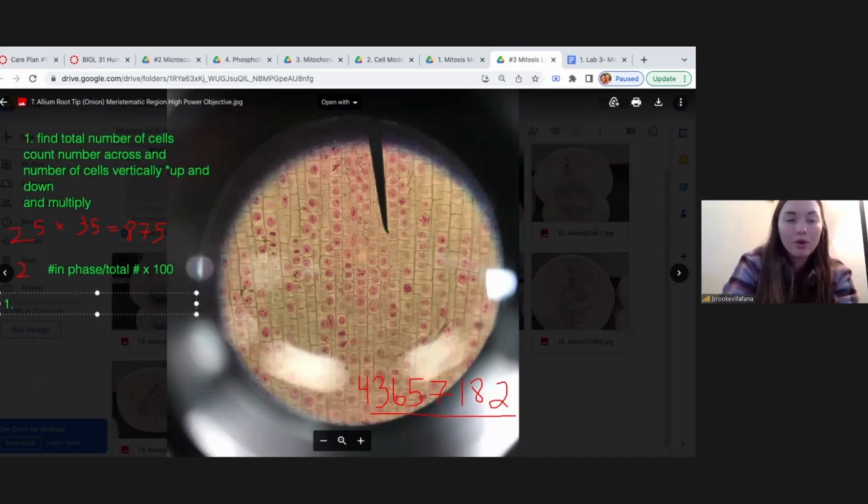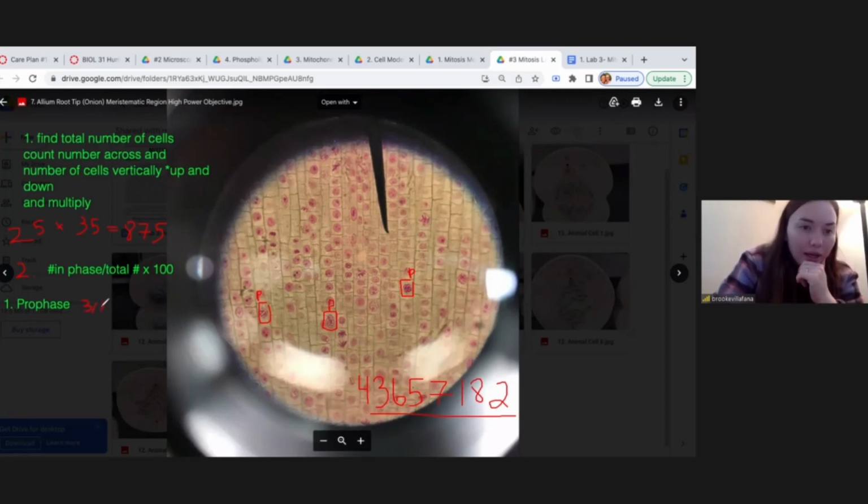So for prophase, how many did we find in prophase? Didn't we find 1, 2, 3? Yes, 3 were in prophase. I'm going to write a P, P, and a P. Remember that prophase, metaphase, anaphase, telophase, that's what you're going to be tested on. So I'm going to take 3 divided by 875, and then I'm going to multiply that by 100. Okay? 3 divided by 875 times 100.